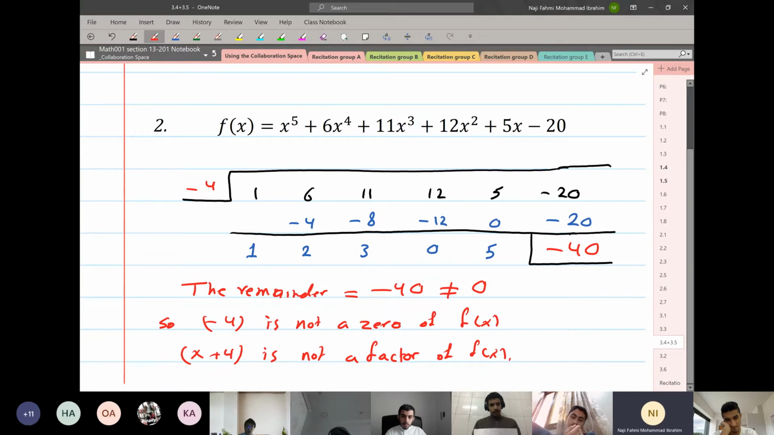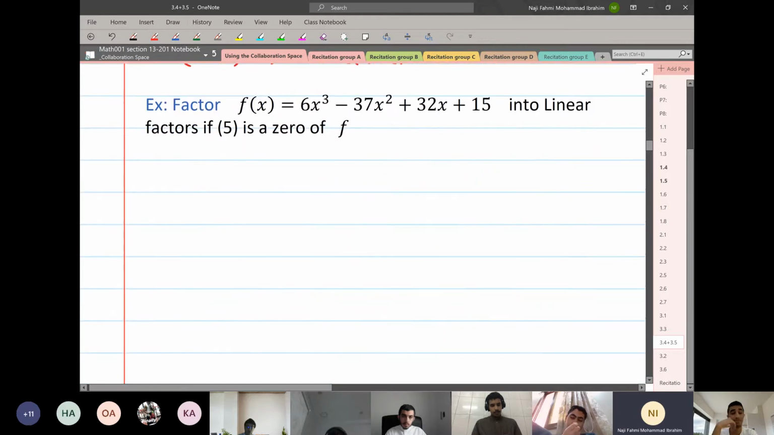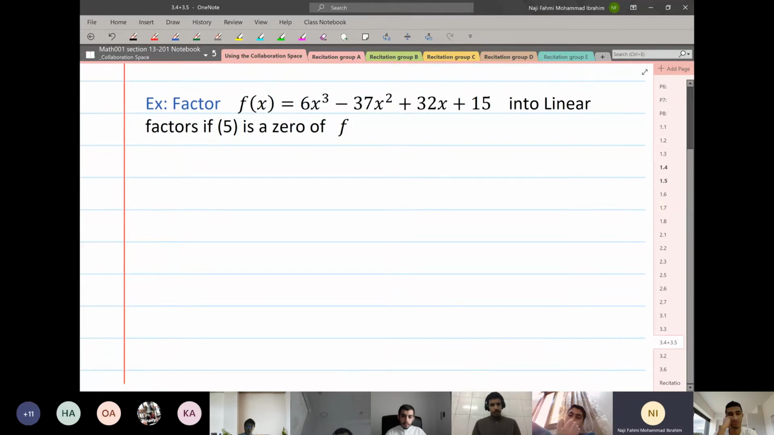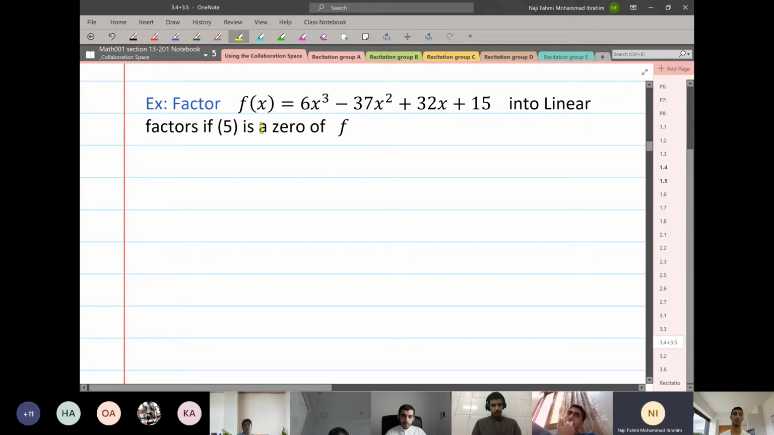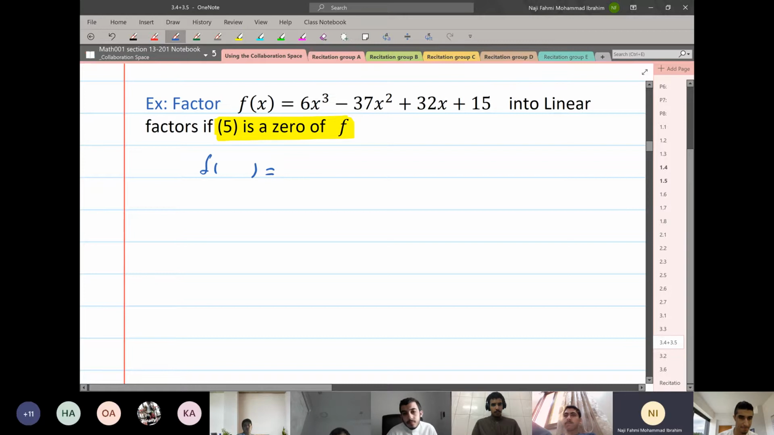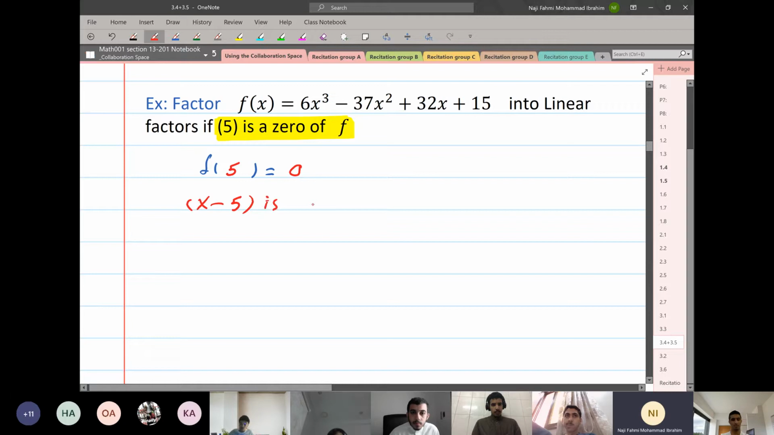Let's move on then. Let's read this example. What does it say, Shabab? He says factor f of x into linear factors. 5 is a 0 of f. So this information, what does it mean? If he says 5 is a 0, does it mean f of 5 is 0 or not? Does this mean that x minus 5 is a factor or not? Yes, factor. I think.